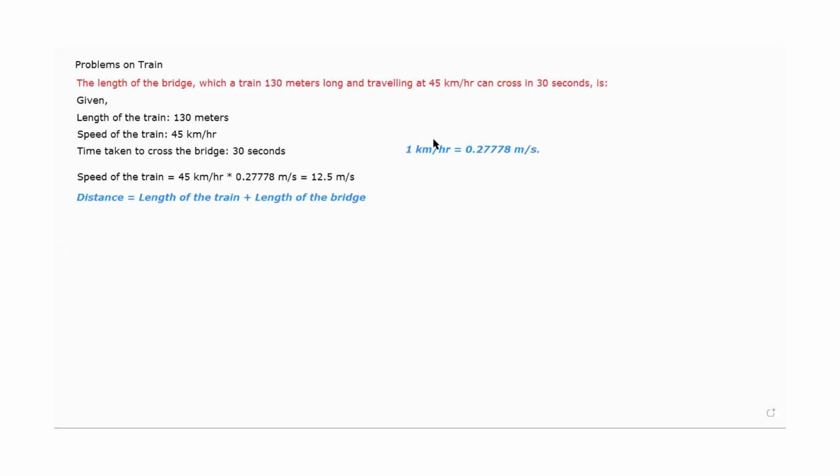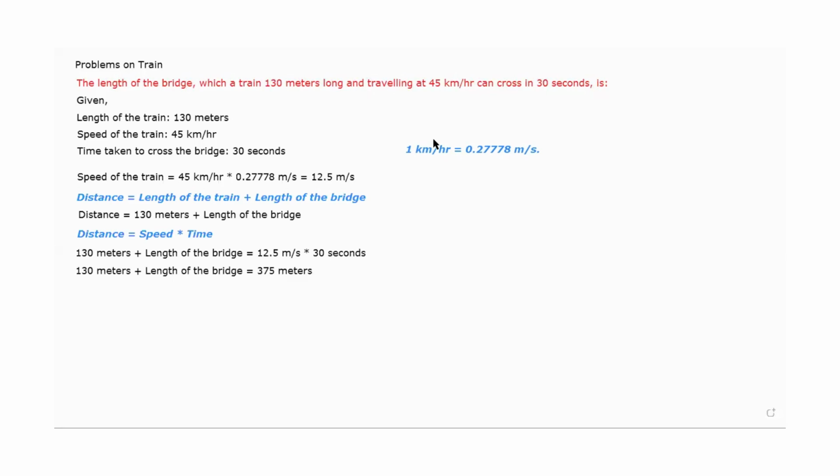Next, we know that the distance covered by the train in 30 seconds is equal to the sum of the length of the train and the length of the bridge. Distance equals length of the train plus length of the bridge. Distance equals 130 meters plus length of the bridge. We also know that distance equals speed times time. Substituting the values we have, 130 meters plus length of the bridge equals 12.5 meters per second times 30 seconds. 130 meters plus length of the bridge equals 375 meters.